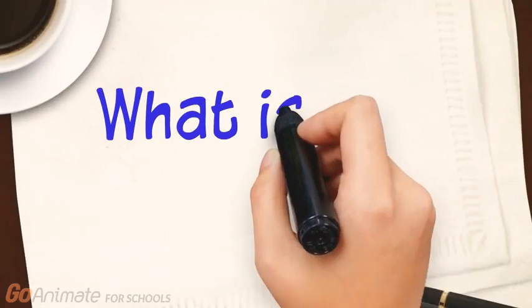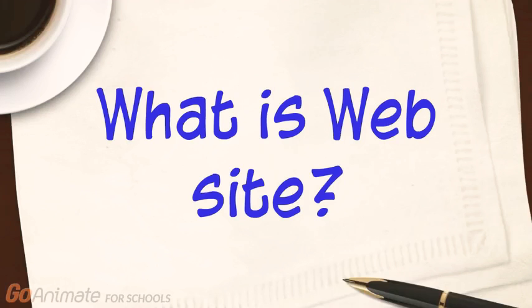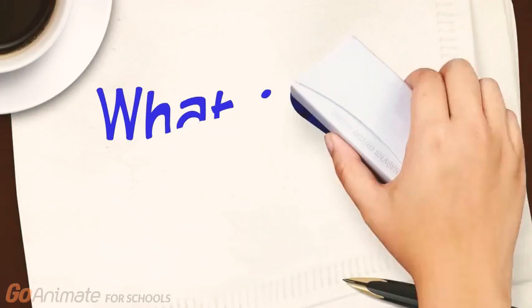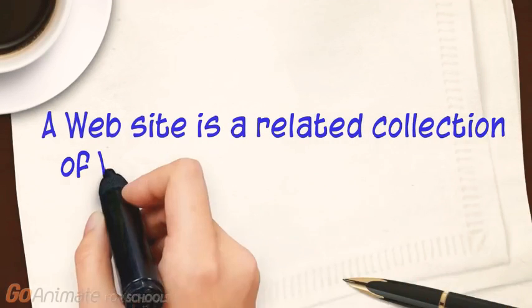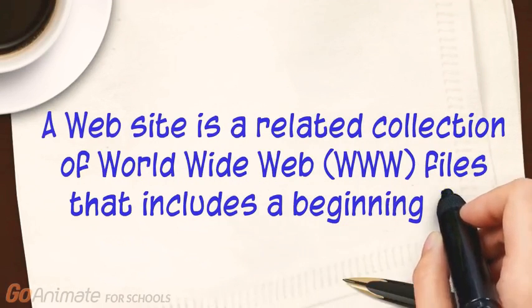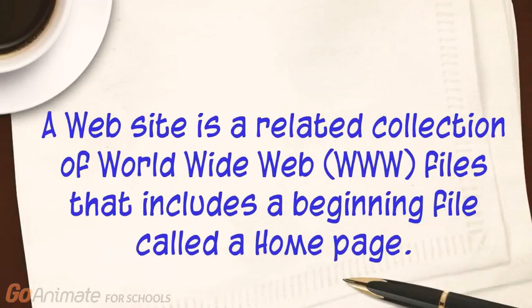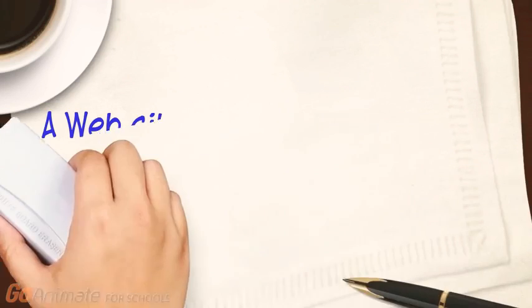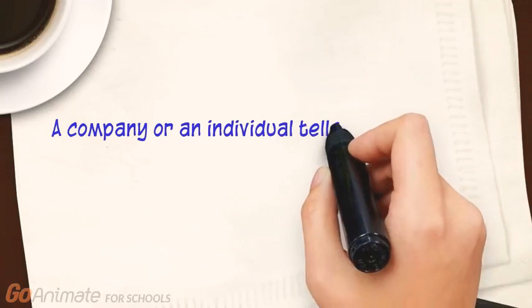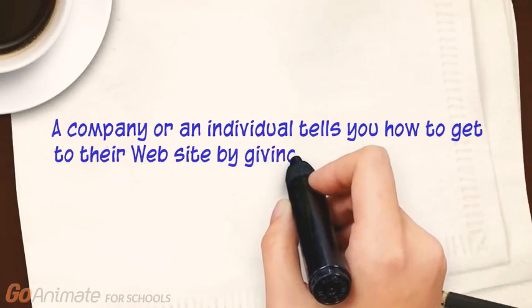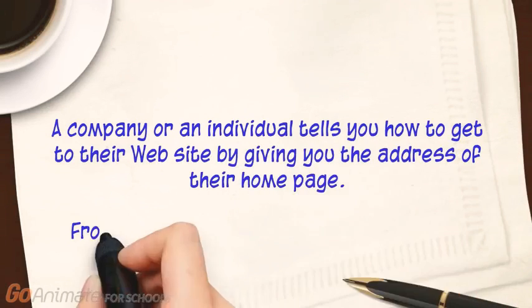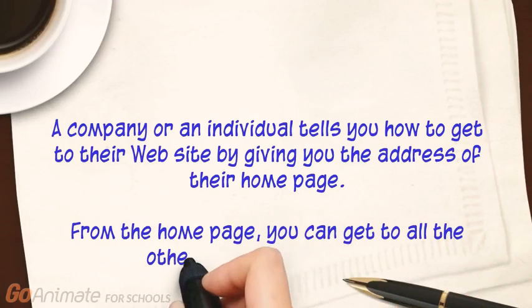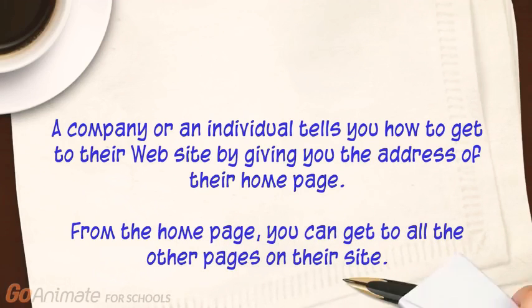Then, what is a website? Let's learn that now. A website is a related collection of World Wide Web (WWW) files that includes a beginning file called a home page. A company or an individual tells you how to get to their website by giving you the address of their home page. From the home page, you can get to all the other pages on their site.